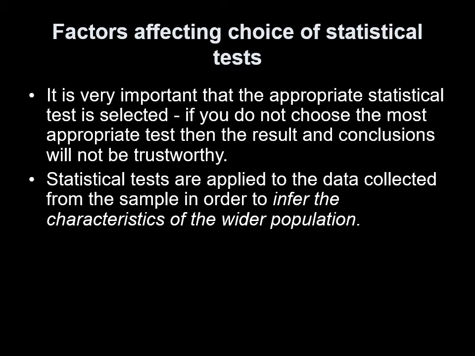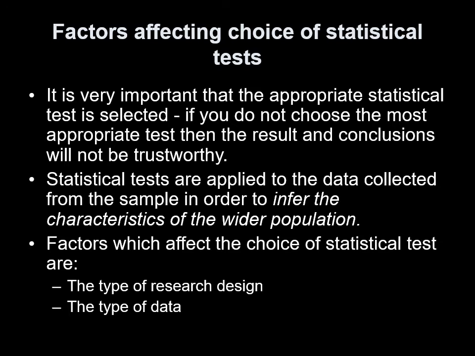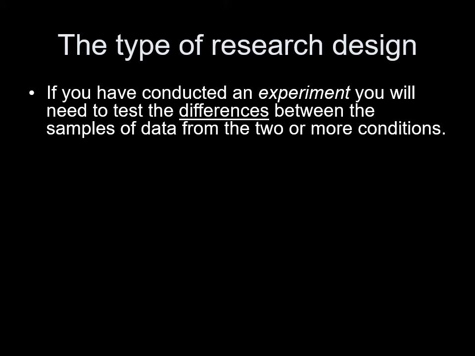Statistical tests are applied to the data collected from the sample in order to infer the characteristics of the wider population, so you've got to do them right. The two things that you need to consider when choosing which statistical test to use are the type of research design, which is things like whether you are doing a correlational study or repeated measures or independent groups, and the type of data you're using. This refers to whether you're using nominal data, ordinal data, ratio or interval data, which we had a look at last time. So the type of research design is an important factor to consider when choosing these statistical tests.